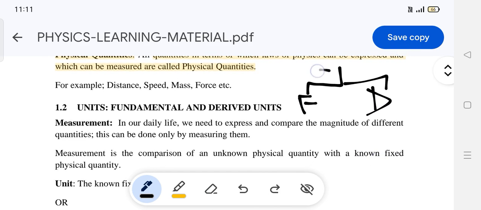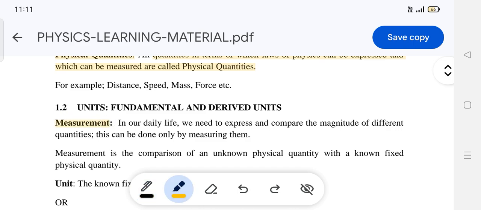Now, these quantities, what do we use for measurement? Before going to learn about fundamental units, we should learn what measurement is. In daily life, we need to express and compare the magnitude of different quantities. This can be done only by measuring them. Measurement is the comparison of an unknown physical quantity with a fixed physical quantity, which is known as a unit.